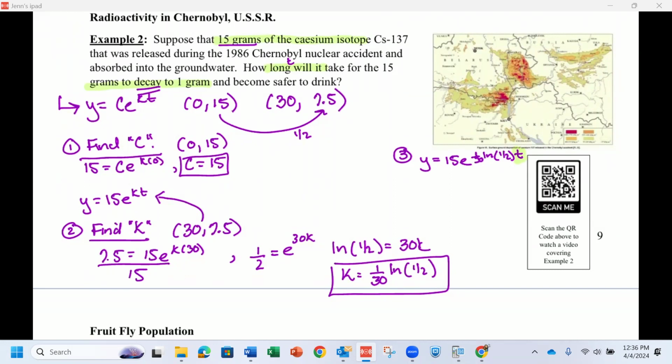So I'm going to have to take this equation and set it equal to 1. So 1 is going to be equal to 15 times E raised to the 1 over 30 natural log of a half times T.